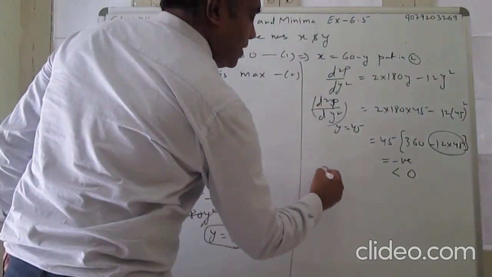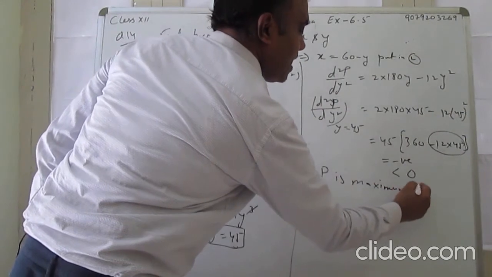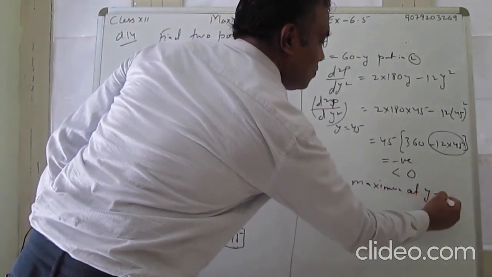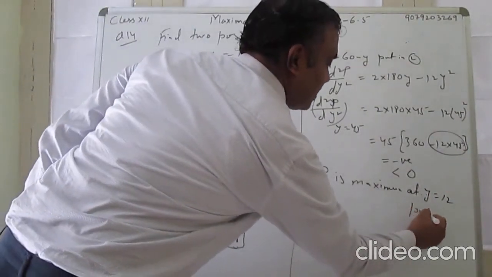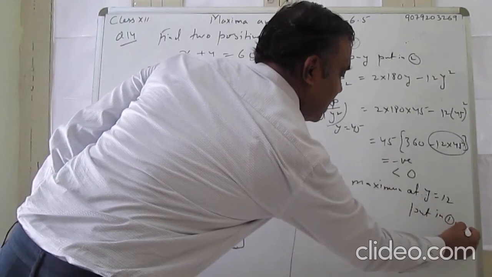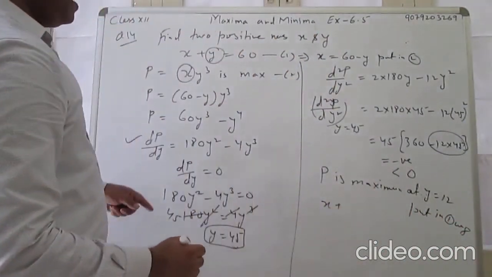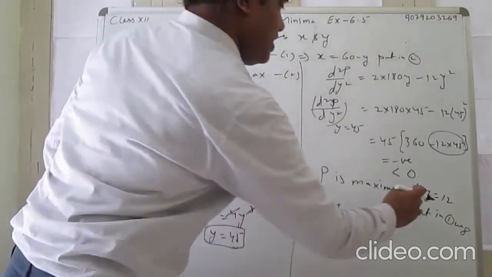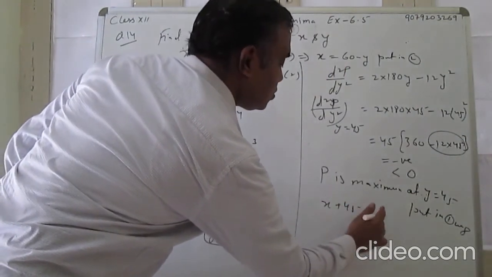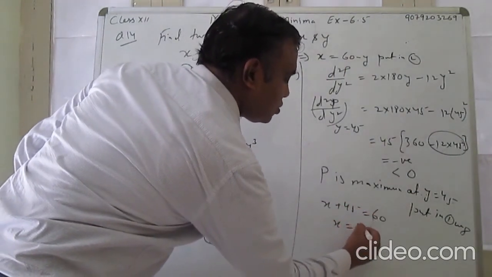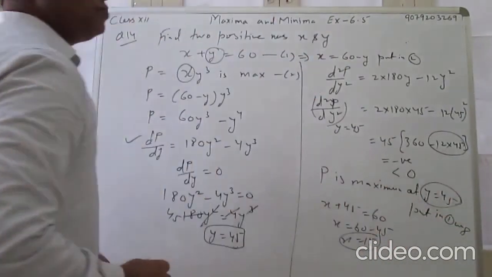So P is maximum at y is equal to 45. Put it in the first equation and we will get the value of x. At y is equal to 45, x plus 45 is equal to 60, so x is equal to 60 minus 45. x is equal to 15. These are the values.